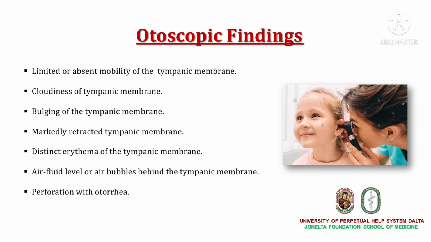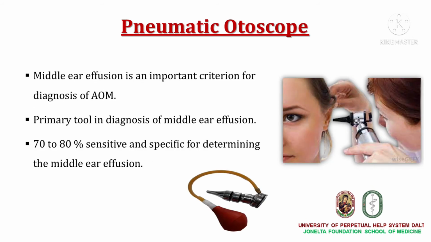So these are the otoscopic findings we can appreciate in one patient with acute otitis media. The next diagnostic modality in acute otitis media is pneumatic otoscope. We all know that middle ear effusion is an important criterion for the diagnosis of acute otitis media, right? To diagnose that, we can use pneumatic otoscope, and it has a sensitivity of 70 to 80%, right? And it's a good technique for determination of middle ear effusion.